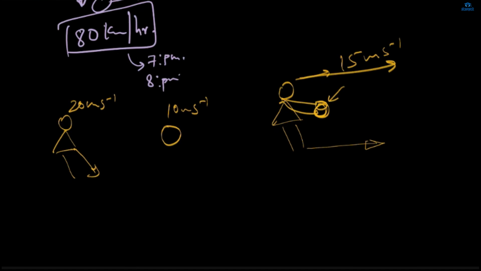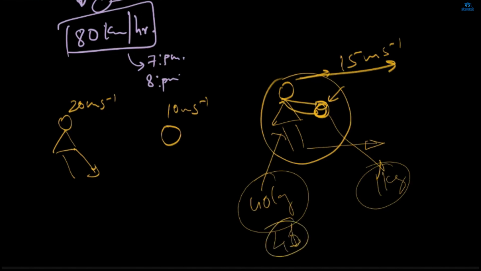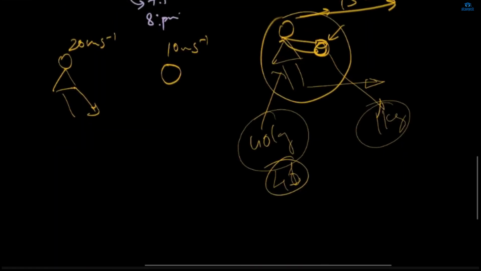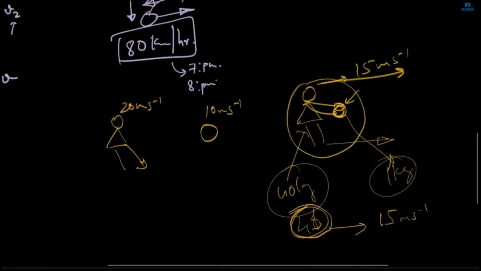So if we add the mass, your mass as 40 kg and the ball's mass as 1 kg, then we can say this is 41 kg. Because you have taken a ball of 1 kg in your hand and you are traveling with 15 meter per second, we can say that 41 kg is traveling with velocity 15 meter per second. Can we say this? Yes or no?